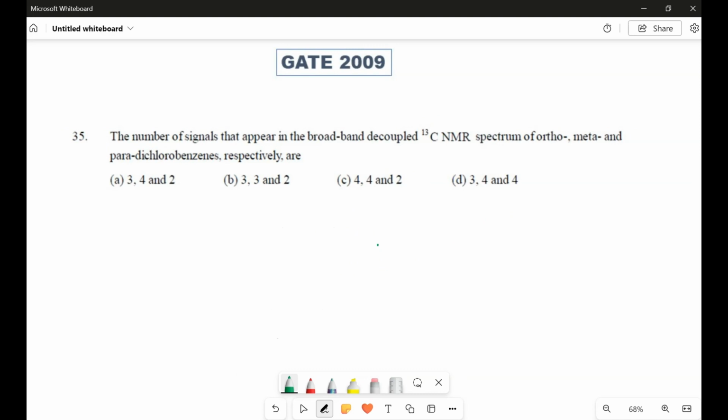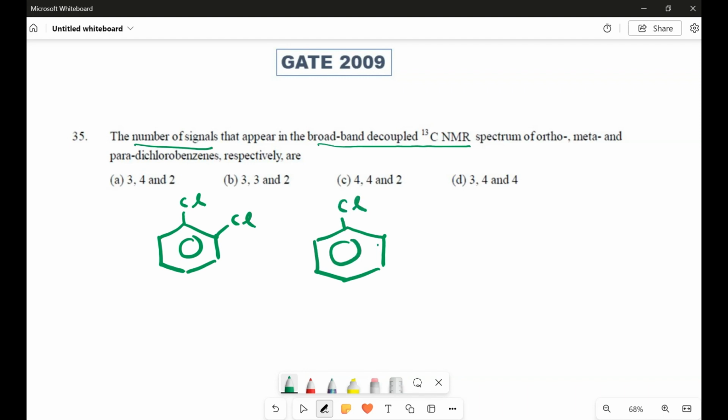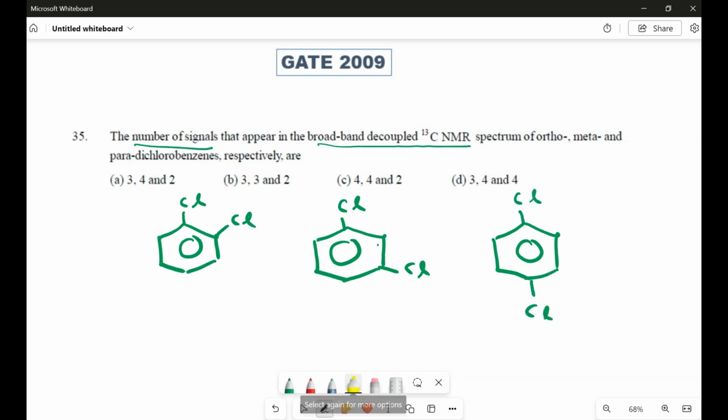Next problem is a GATE 2009 problem. Number of signals for broadband decoupled carbon. Again they have asked for carbon, and they asked for ortho, meta, and para dichlorobenzene. Very simple problem. So ortho dichlorobenzene, meta dichlorobenzene, and para dichlorobenzene. Now cut the molecule. I can cut this molecule like this. Here I can cut the molecule like this. This molecule has exactly the same substitution on either side, therefore it can be cut in 2 ways.